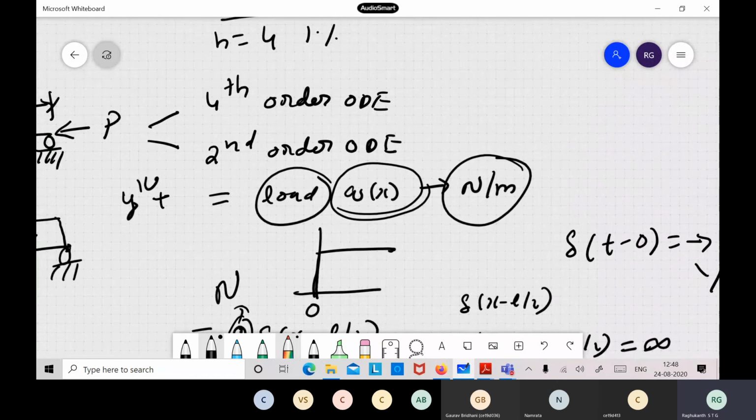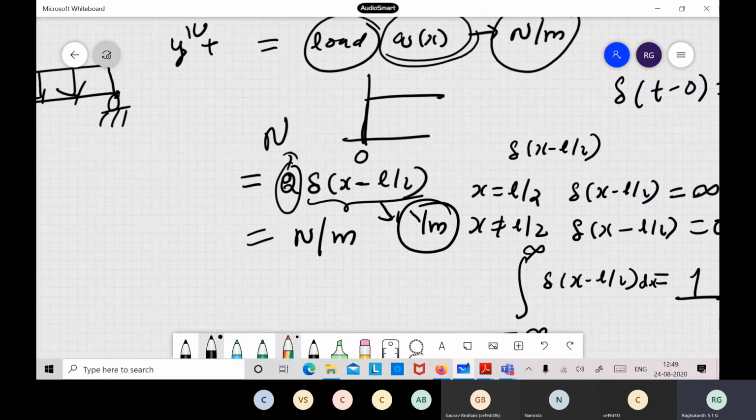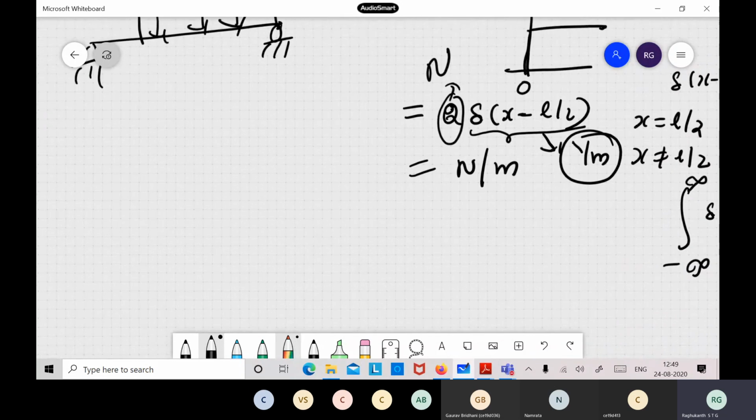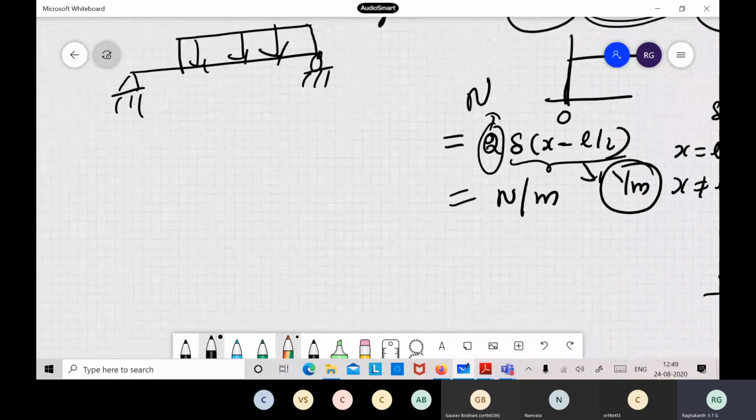So this beam column you can solve with a fourth order ODE for concentrated load. But the only problem is your right hand side will have the Dirac delta, and you should know how to handle this Dirac delta function. Then you can differentiate, you can derive it yourself. But if you feel that the fourth order ODE and Dirac delta are very difficult, then you start with second order itself.